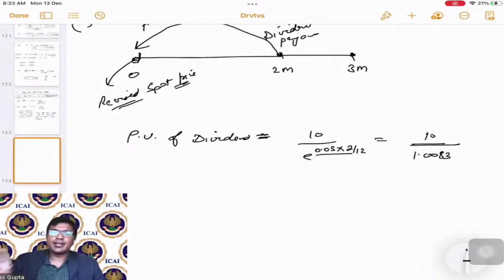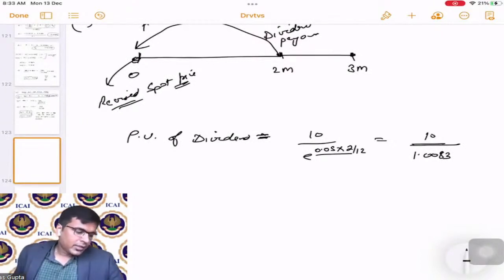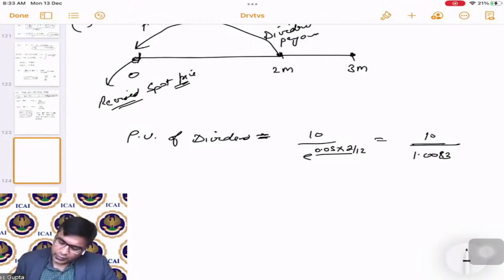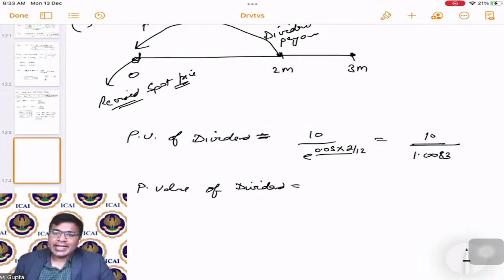This should be given in the question. Hence, I have asked you to note these points. Correct. So the present value of dividend is equal to, if you divide 10 by this 1.0083, then you will get 9.917.